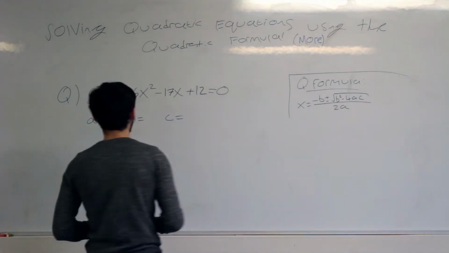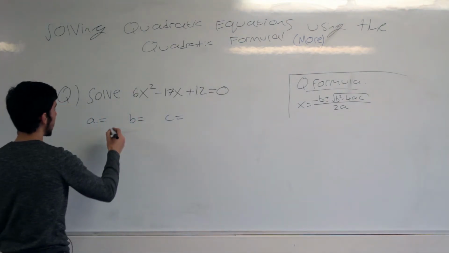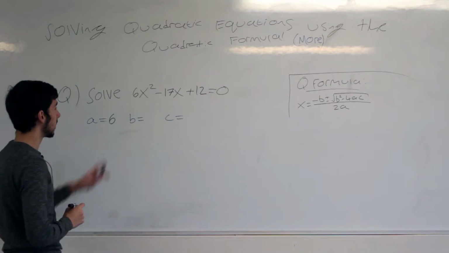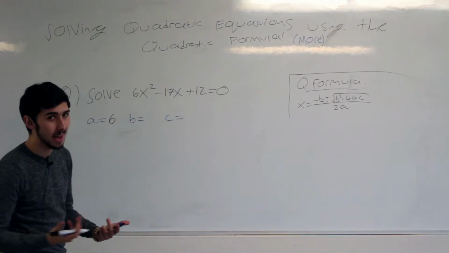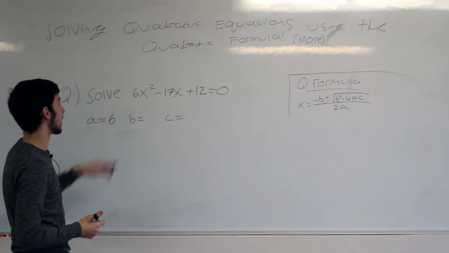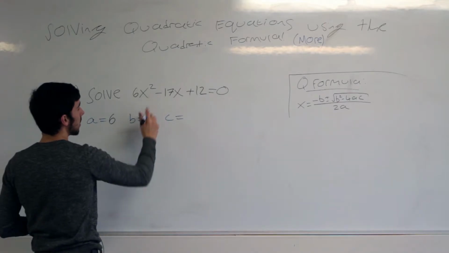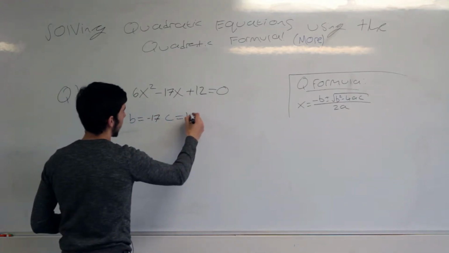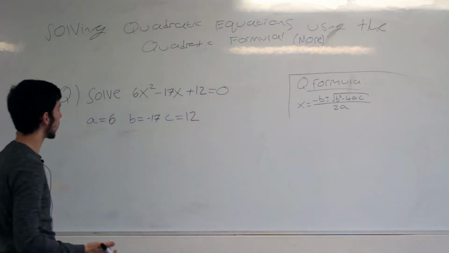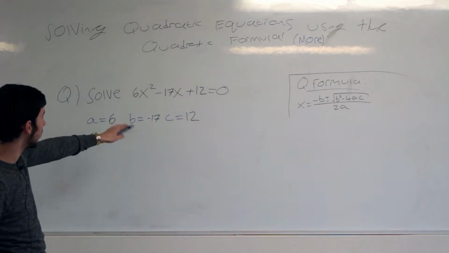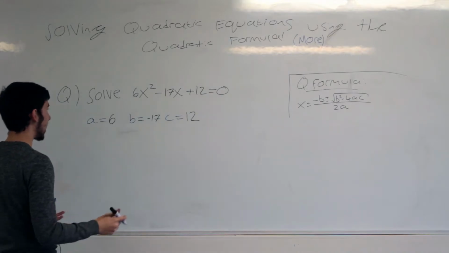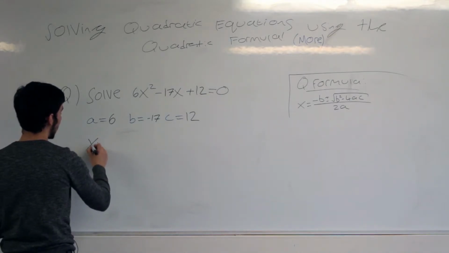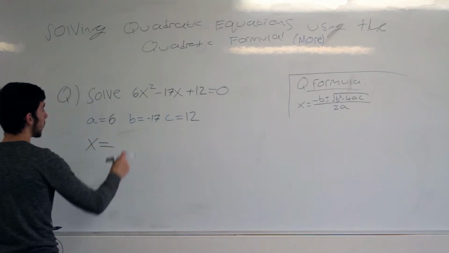What's a? Well, a is literally just 6. 6x squared, a x squared, a is 6. B is minus 17. And c is 12. Easy peasy lemon squeezy. That shouldn't be too challenging to identify what a, b and c are. So now we're going to literally just plug those numbers in. We're just going to plug and play.